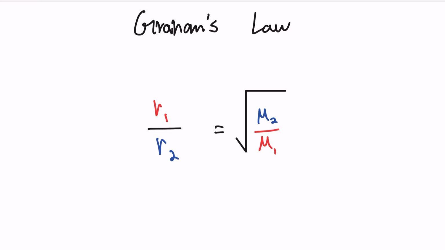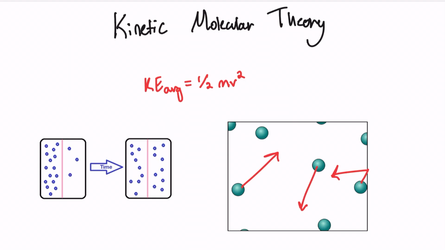Or they might ask you to compare the rates of effusion between gases. In either case, you'll just be using this equation and some algebra. It's important to note that Graham's law is not on your formula chart, so make sure that you know this equation. And with that being said, that's everything you have to know about kinetic molecular theory.